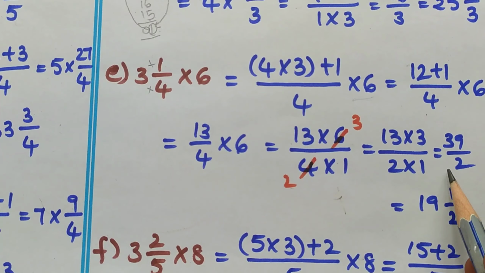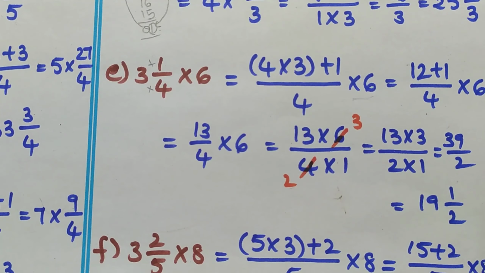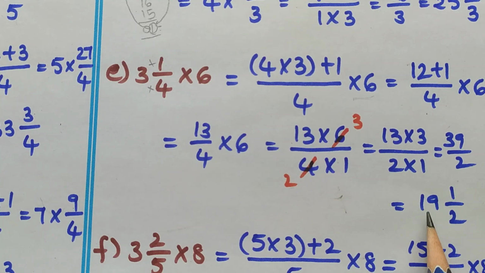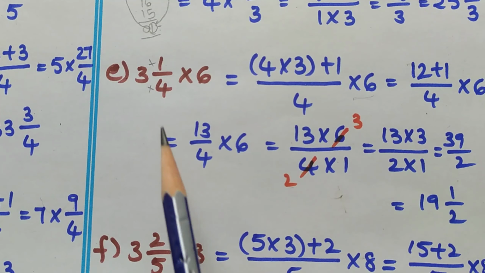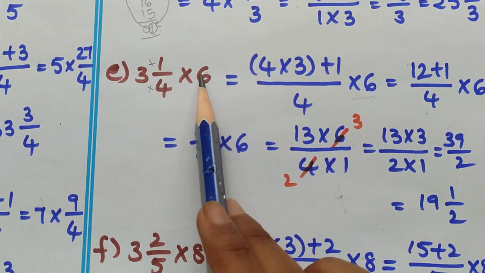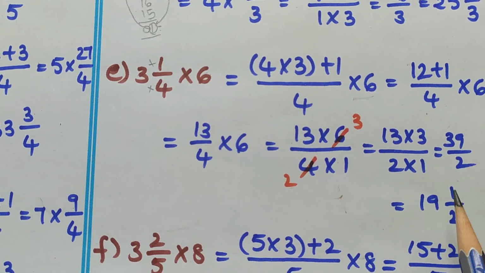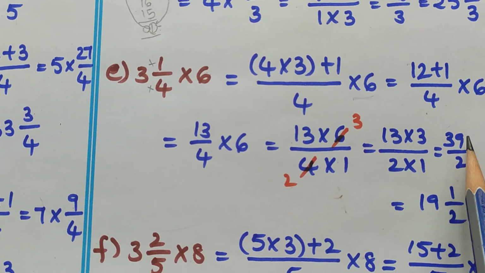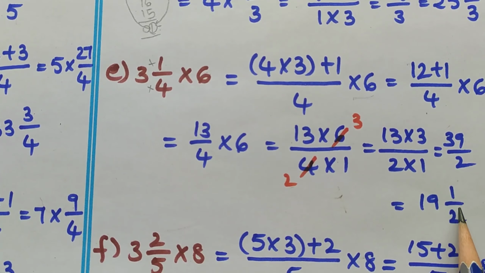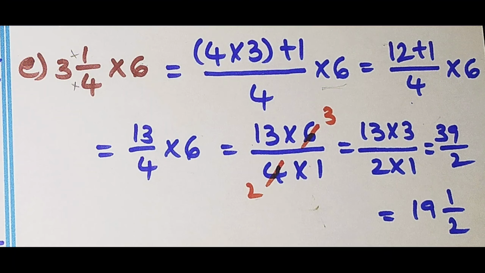So this is an improper fraction. So we need to convert this improper fraction into mixed fraction. So by converting this improper fraction 39 by 2, we get 19 1 by 2. Therefore the answer for this question 3 1 by 4 into 6, that is E bit, is 39 by 2. By converting this into mixed fraction, it is 19 1 by 2. Is it clear friends?